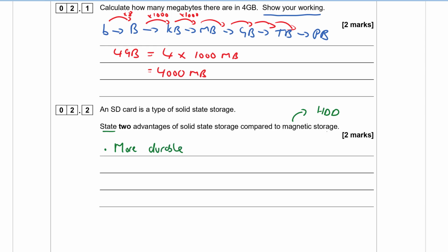than magnetic, because if magnetic's spinning really fast, the disk is spinning really fast, that's prone to breaking if you say dropped it. If you drop an SD card, not really a big deal because it's just a solid bit of plastic and metal. It's not really easily affected. Another benefit is these have a quieter operation. And if you really want to be clear what you mean, there's no fan and no spinning disk is why, but it doesn't actually say to explain.